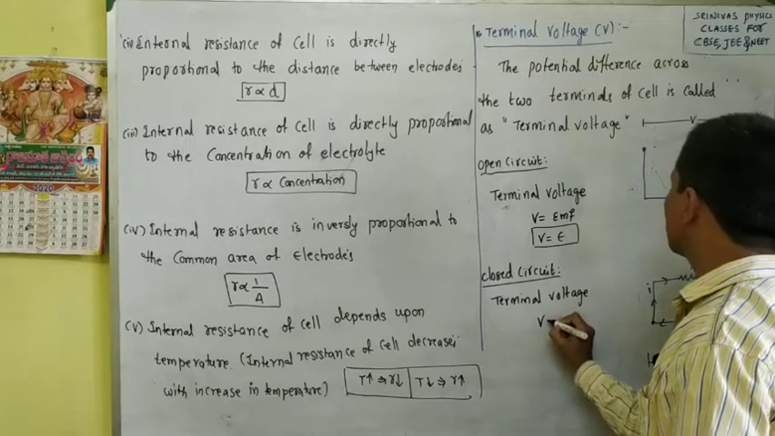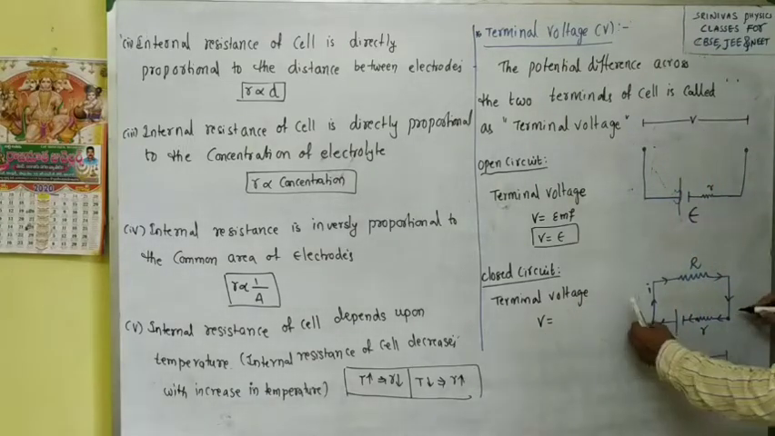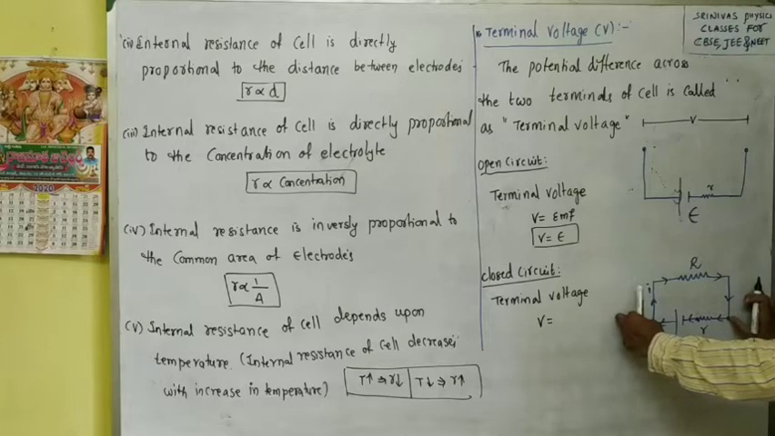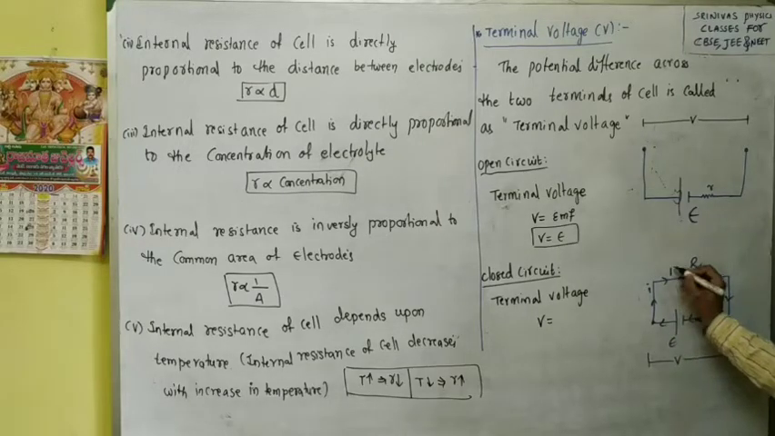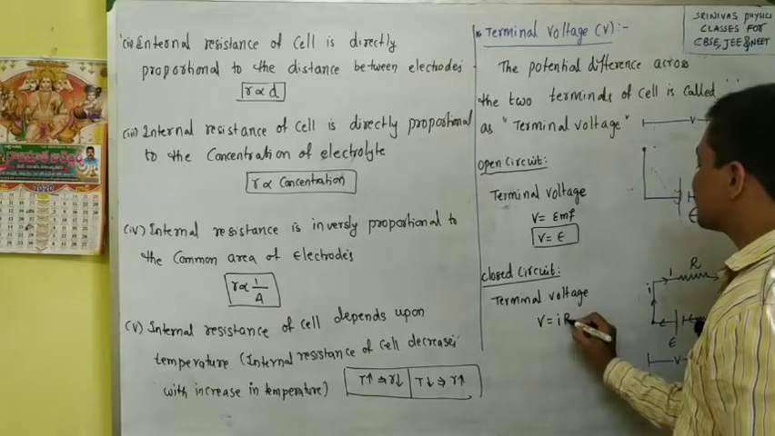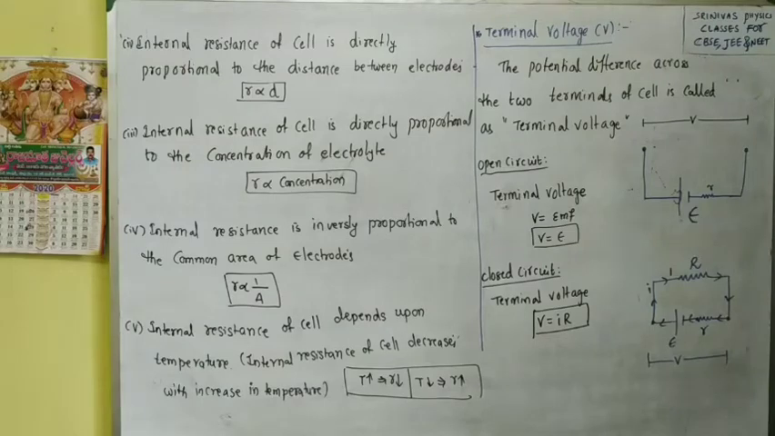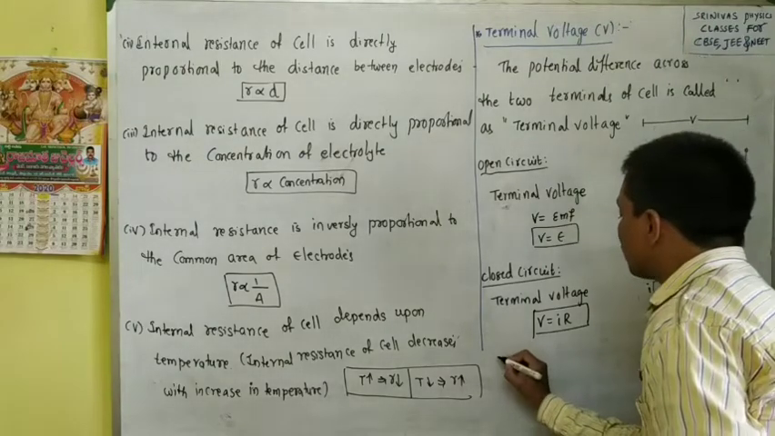In the closed circuit, the terminal voltage V is equal to the potential difference across the cell. Actually this internal resistance is inside the cell. I drew this small r outside, but it is inside the cell, and inside the cell it is difficult to represent. That's why I wrote it here. This small r is the internal resistance of the cell. And how do we find the potential difference? According to Ohm's law, we write the potential difference as V is equal to IR. Very simple. And we can also write one more formula for the terminal voltage.